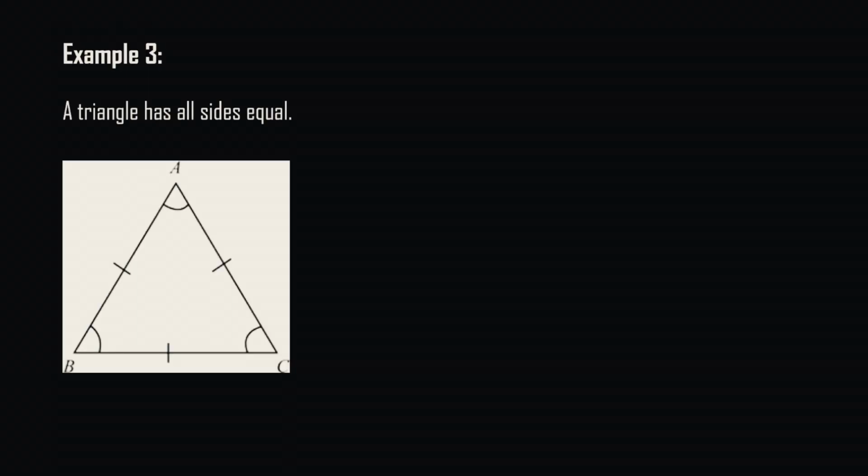Example 3. A triangle has all equal sides. That automatically means all angles are equal as well. So, by sides, we can show that it is an equilateral triangle.